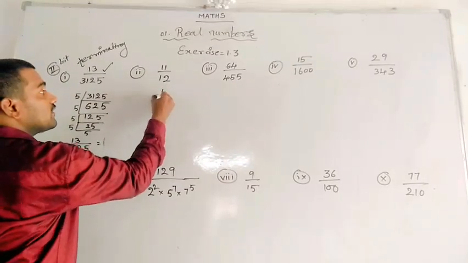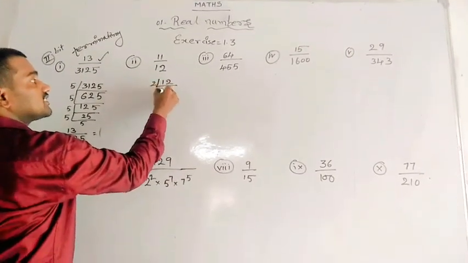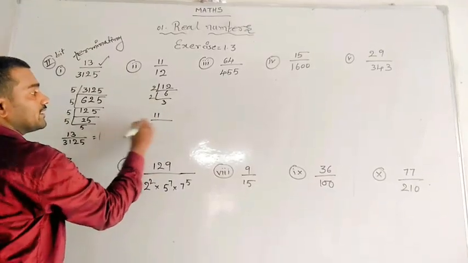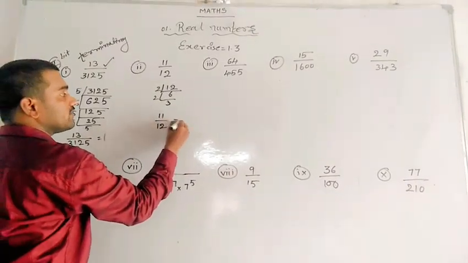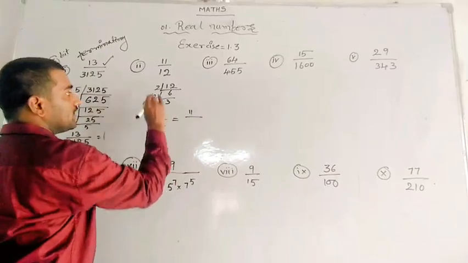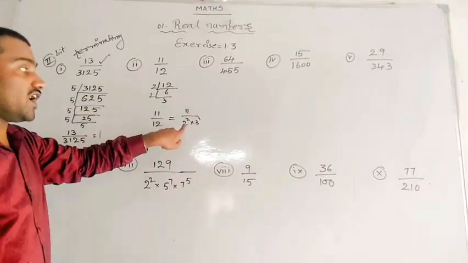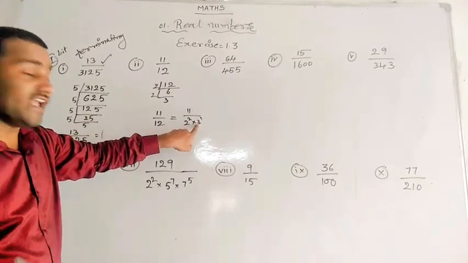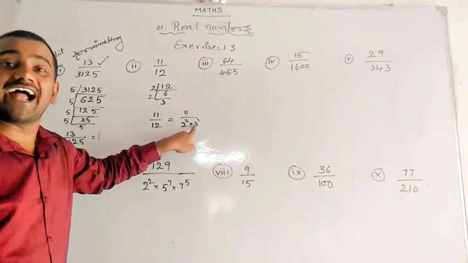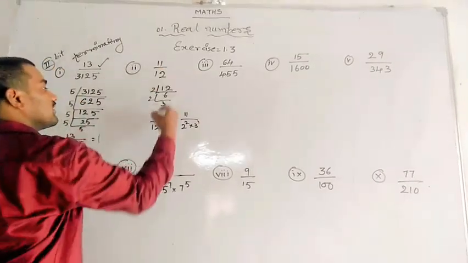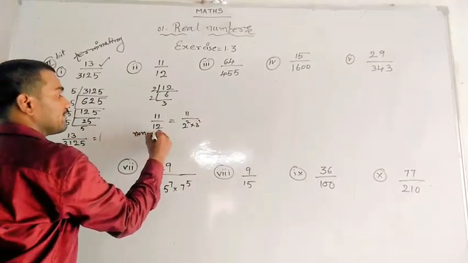Let us factorize the 12. 2 sixes are 12, 2 threes are 6. That means here 11 by 12 will give us 11 by 2 square into 3 to the power of 1. Hence we got a number other than 2 and 5. If any such number is there, that is a non-terminating decimal number only. Here we got 3 now. So it is non-terminating.